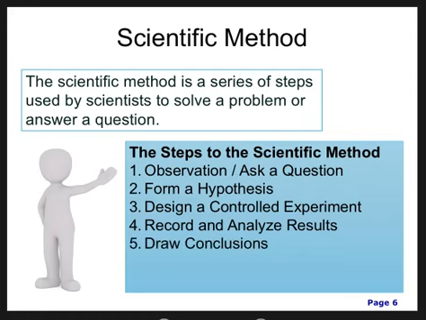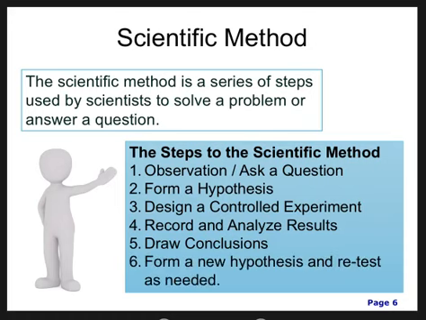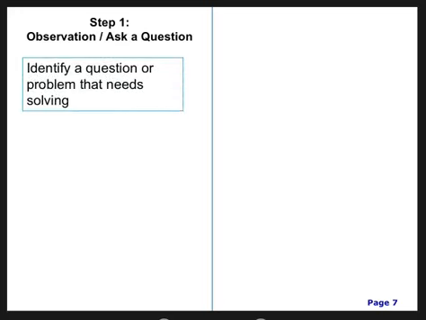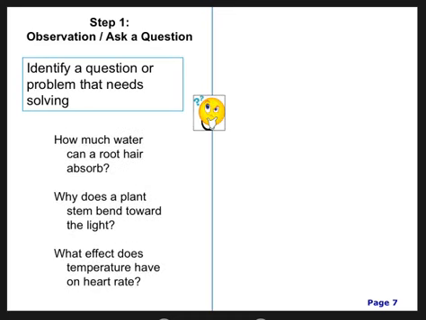We're going to draw some conclusions from that data. What does that data mean? Did we support our hypothesis or did we disprove our hypothesis? And then, depending upon our conclusions, we'll either accept our hypothesis or we'll form a new hypothesis and retest. So step 1, ask an observation or ask a question. So make an observation, ask a question. Okay, so there are some examples for you.